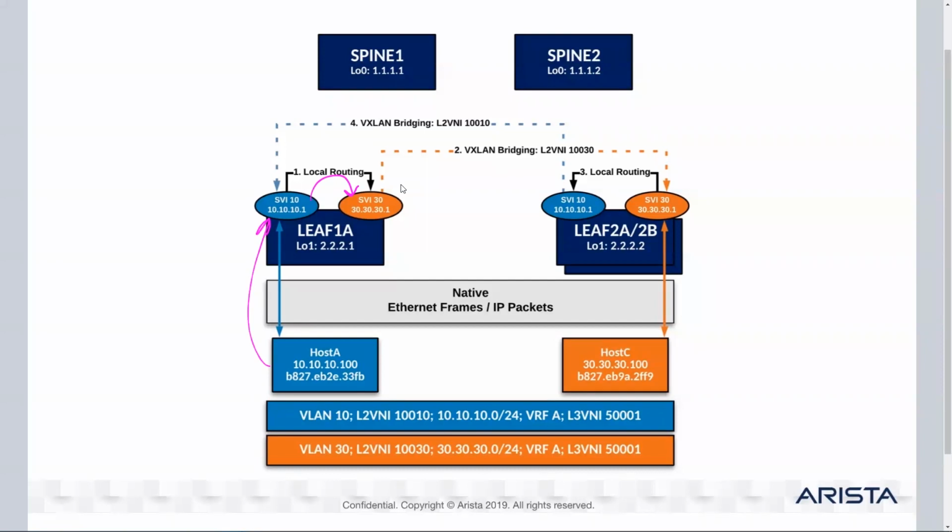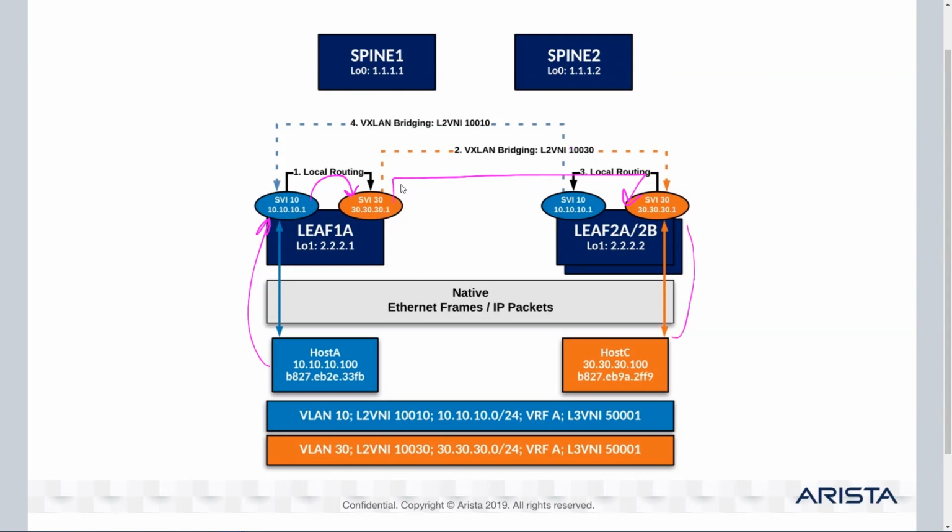host C. Now it's going to say, okay, inside of this particular bridge domain, VLAN 30, where does host C actually reside? And we know via a type 2 route that the MAC address for host C exists behind the VTEP located at 2222. So we perform VxLAN bridging towards the egress VTEP, and we use VNI 10,030 on the way over. And then on the way back, it's the same thing, just in reverse.